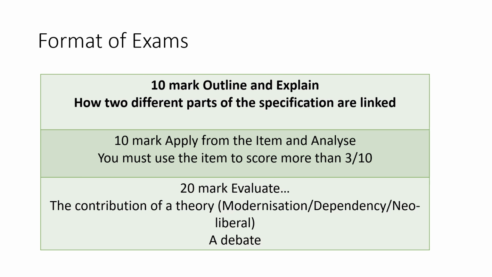The 10-mark applying material from the item and analyze question is the second one. You will get an item. There'll be 2 or 3 hooks in it. You need to reference the hooks. You need to put afterwards item A in quotation marks, or as seen in item A. If you don't put those in, if you're not referring to the material that is in the item, the maximum you will get is 3 out of 10. The reason being is this question is testing your application skills. So when you're given some information, how can you use it?